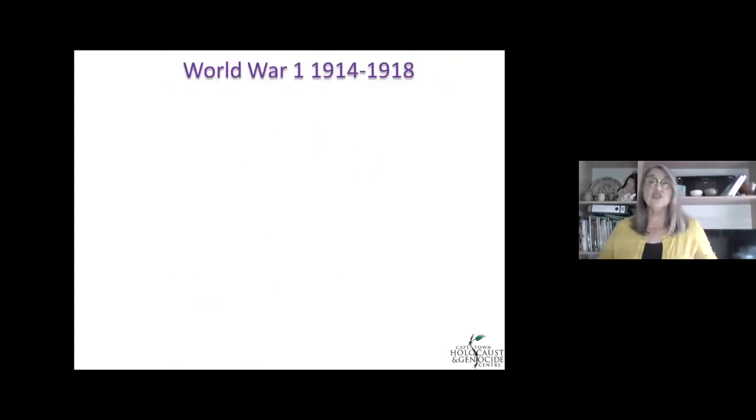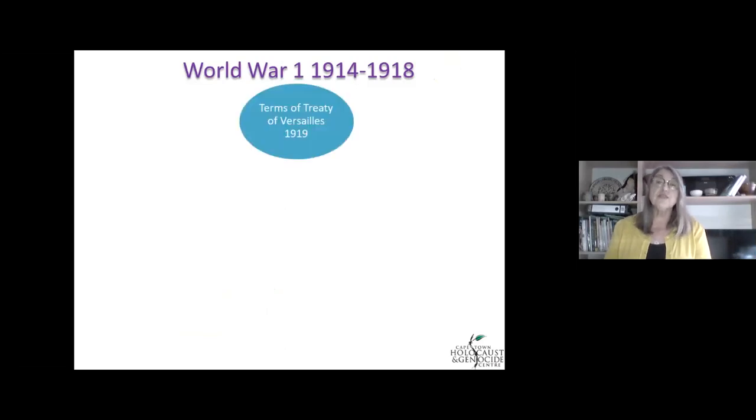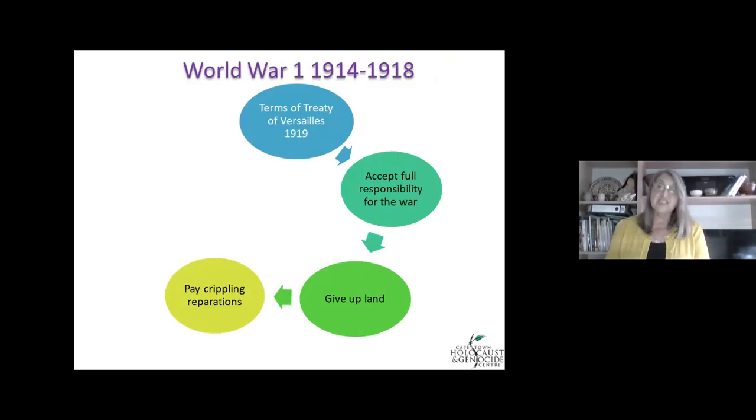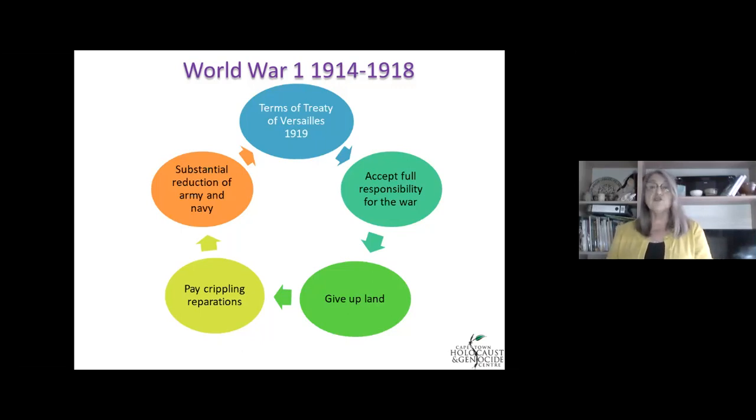And we're going to look, of course, at the end of World War I, because everything flows through there. And grade 9, I know that in grade 8 you did this. And so you'll know that Germany was forced to sign the Treaty of Versailles, which had quite onerous, quite difficult terms, some of which were, and I'm sure you know these, that they had to accept full responsibility for the war, that they had to give up land, they had to pay reparations, and they had to substantially reduce their army and navy. Paying reparations means paying back costs of the war to other countries.